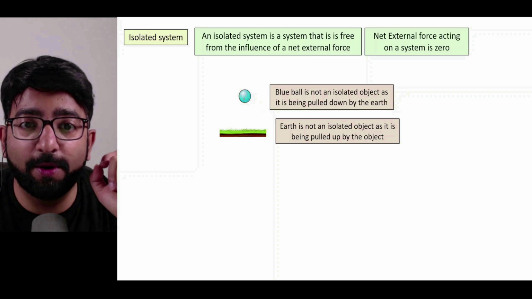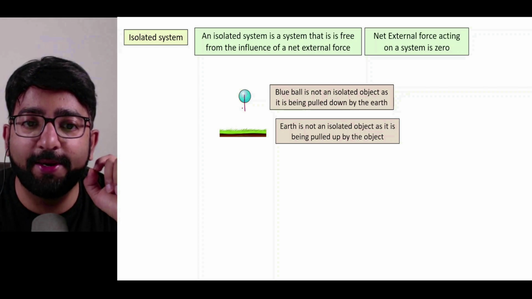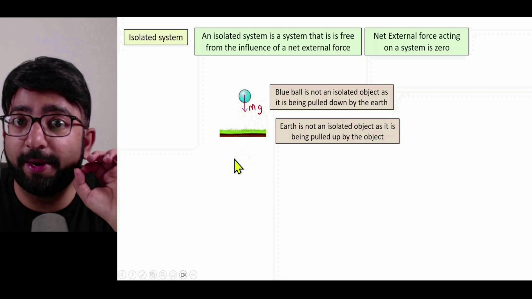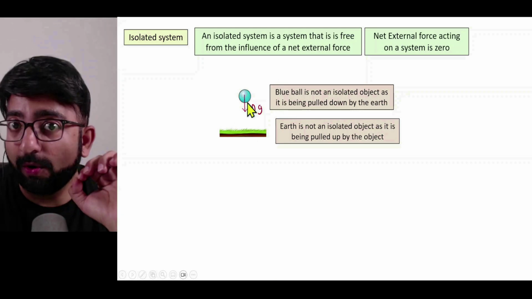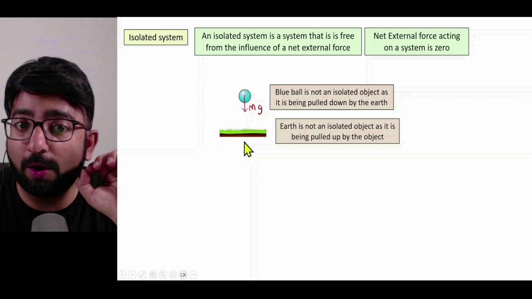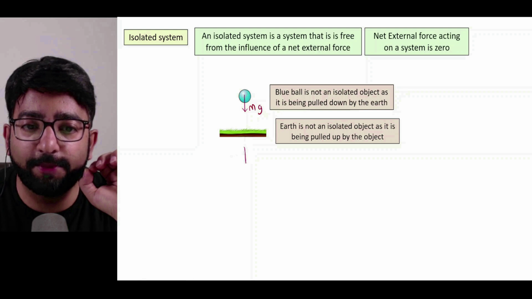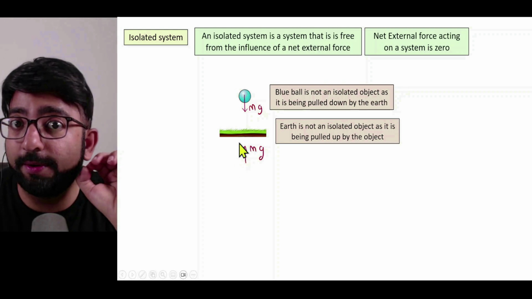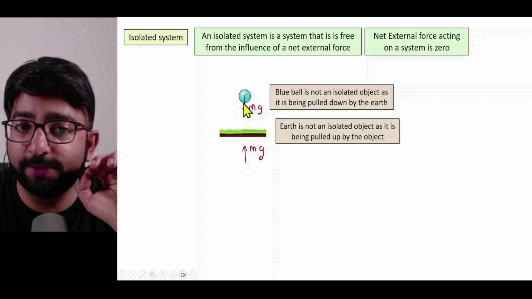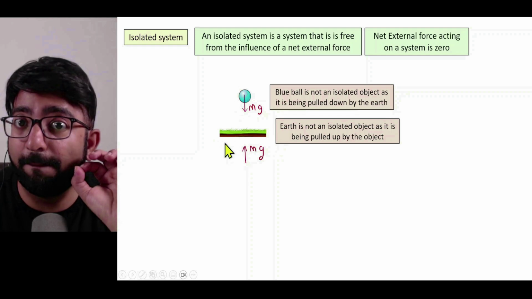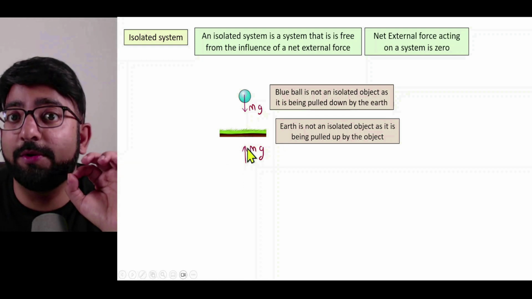So let's say the object has a weight acting downwards, mg. This mg is the pulling force applied by the earth on the ball. According to Newton's third law, the ball is also going to pull the ground upwards with a force of mg. Newton's third law: forces are equal and opposite, but they act on different objects. Here, one force is acting on the object, which is the ball, and the second force, which completes the pair, is acting on the ground or the earth.